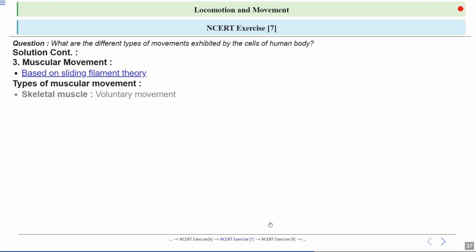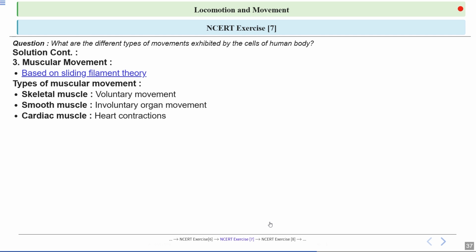Let's see the types of muscular movement. The first type here is skeletal muscle. These are the muscles attached to our bones and they help us move our body parts voluntarily. For example, when you decide to wave your hand or kick a ball, you are using your skeletal muscle. Next, we have smooth muscle. These muscles are found in our internal organs like the stomach and intestines, and they work automatically without us thinking about it. For instance, when food moves through the digestive system, it's smooth muscle doing the job.